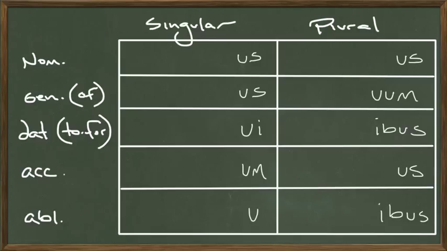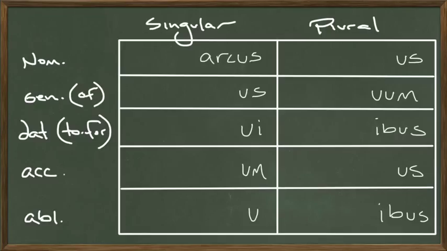Okay, so if you're just memorizing the endings, you would simply chant these over and over again to yourself until you had them. Us, us, ui, um, u, us, uum, ibus, us, ibus. Let's add a word to it, though. I always like to learn the endings with a word. Let's add the word arc.